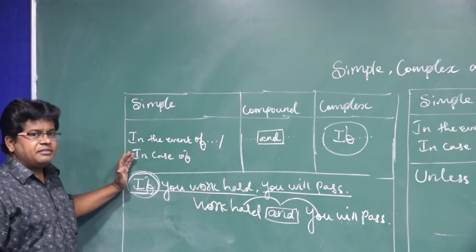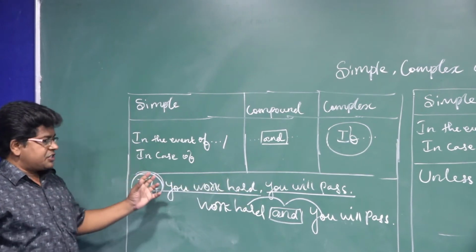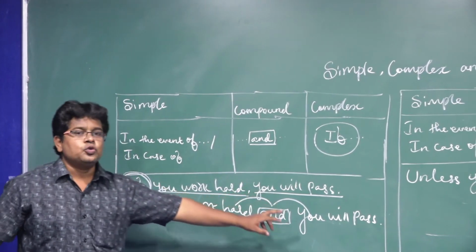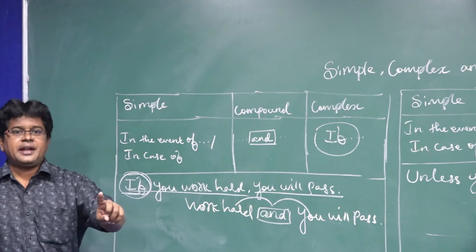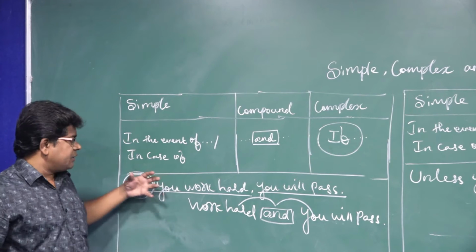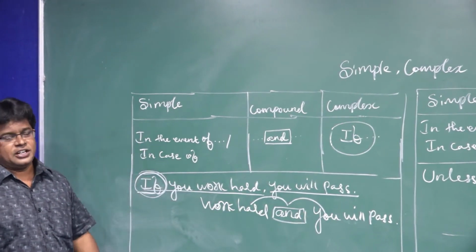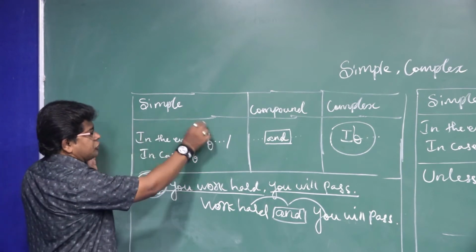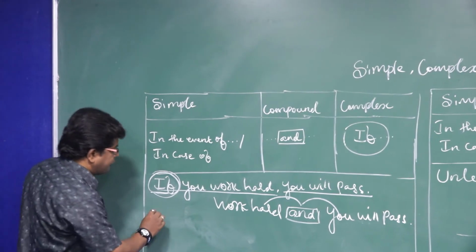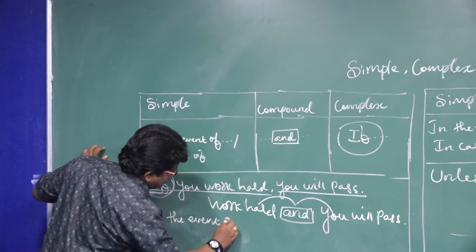In complex, what I have done: if you work hard, you will pass. I have removed the subordinate conjunction and I have introduced the coordinate conjunction. Work hard and you will pass. A subordinate conjunction and a coordinate conjunction will not come together in the sentence. So that's why I have removed the subordinate conjunction and introduced the coordinate conjunction. Compound sentence. Now we are going to change it into a simple sentence. Simple sentence means first we have to introduce the phrase, in the event of.